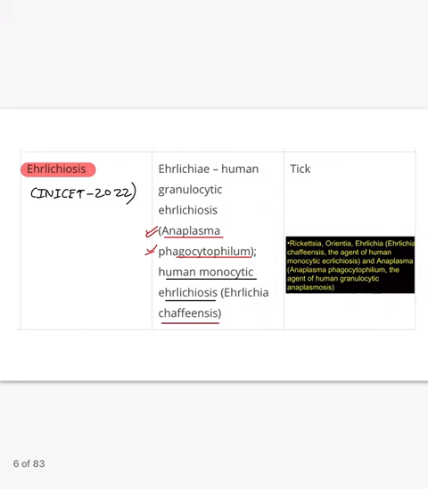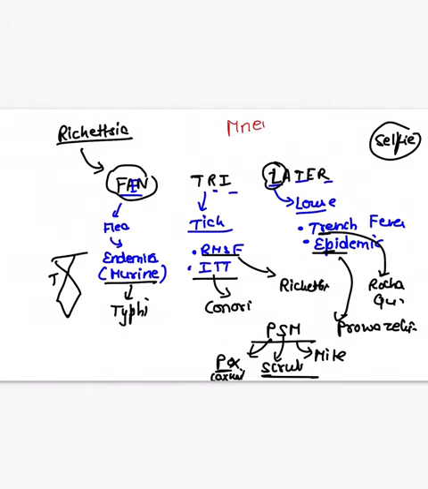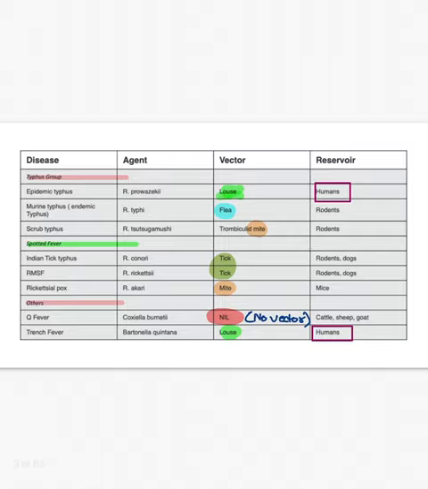So this is important, guys. This was asked this year also. And here also the vector is the tick. Now we have already done the classification of rickettsial disease. These were the mnemonics, guys. Please revise these mnemonics. These are must-know things. You cannot dare to forget them. These are must-know before going for any exam. This is the similar table that we have already done.